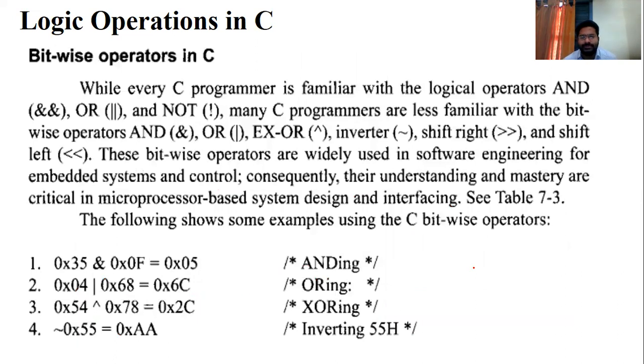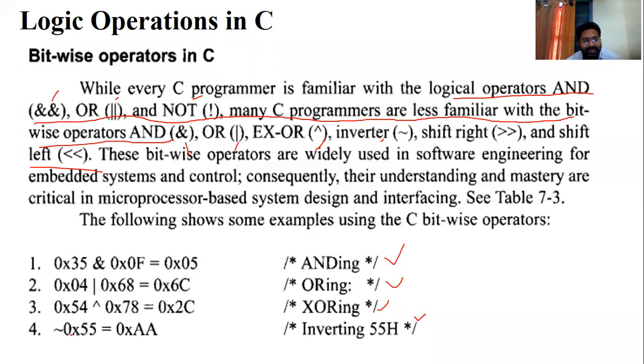Suppose you write the C program for this. You can see this C program for the logical operations: AND operation, OR operation, NOT operation, then bitwise operations. For the bitwise operations the symbol is like this. There are also shift operations, shift right and shift left. What is the output of this one? This is the AND operation, OR operation, XOR operation, then the inverter operation.